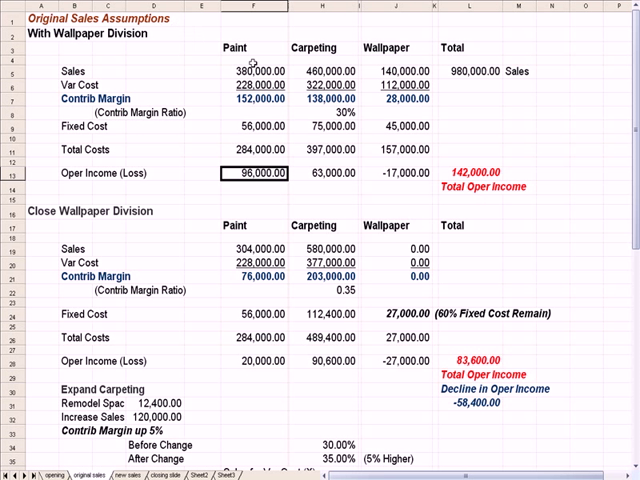total costs, and then we calculate an operating profit or loss right here. And we see that in the wallpaper division we have a $17,000 loss as things stand now. So what do we do when we change it? Well, first of all, we lose the sales, but we also lose the variable cost because we're not making any wallpaper, so the variable costs go away, which gets us down to a contribution margin of zero.